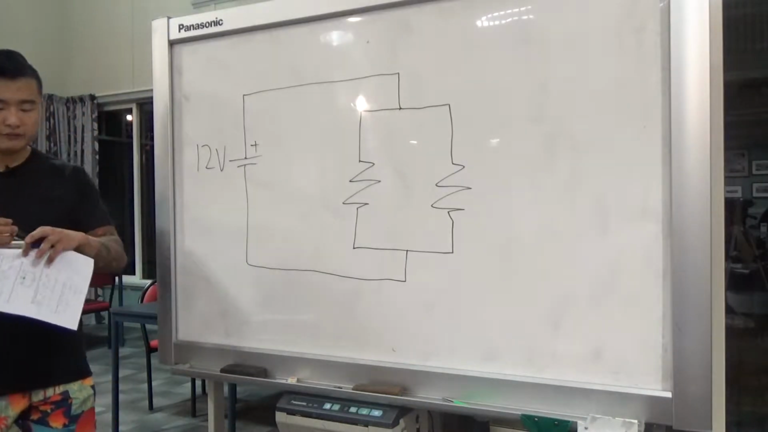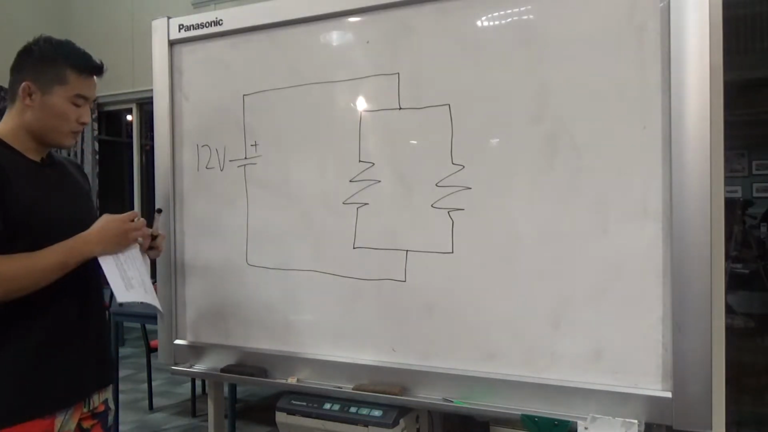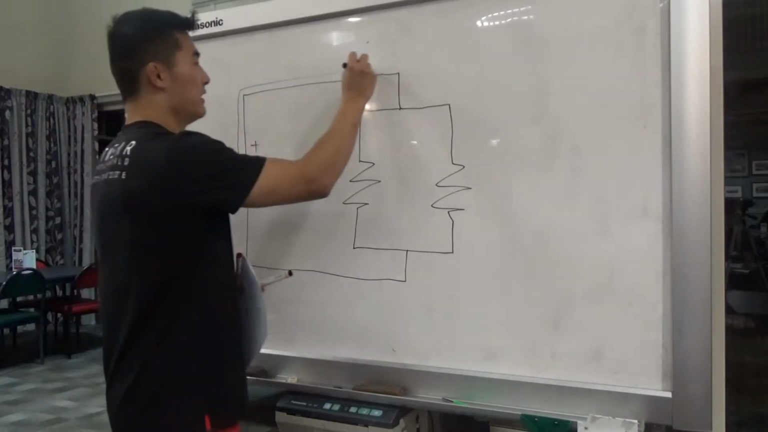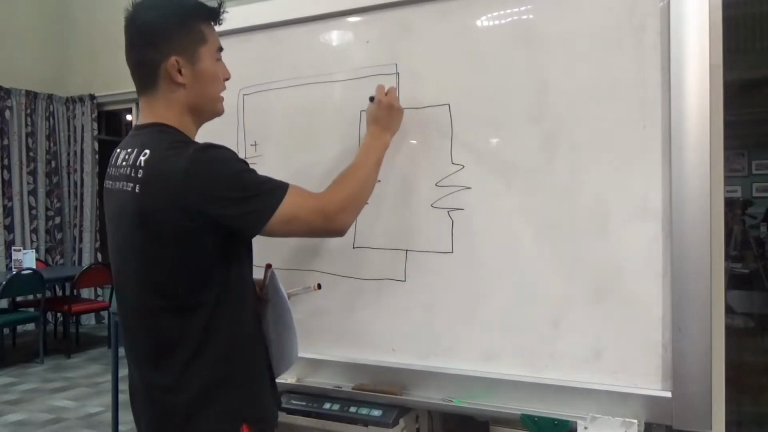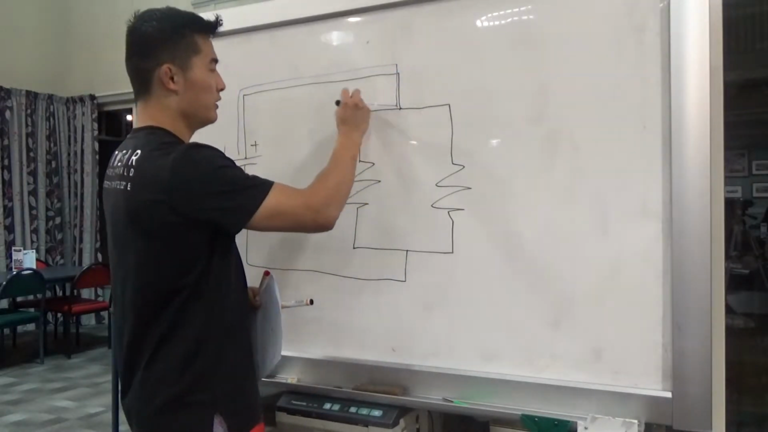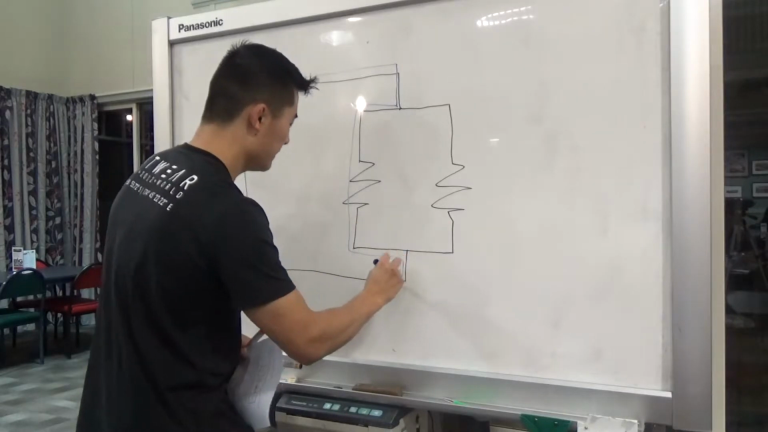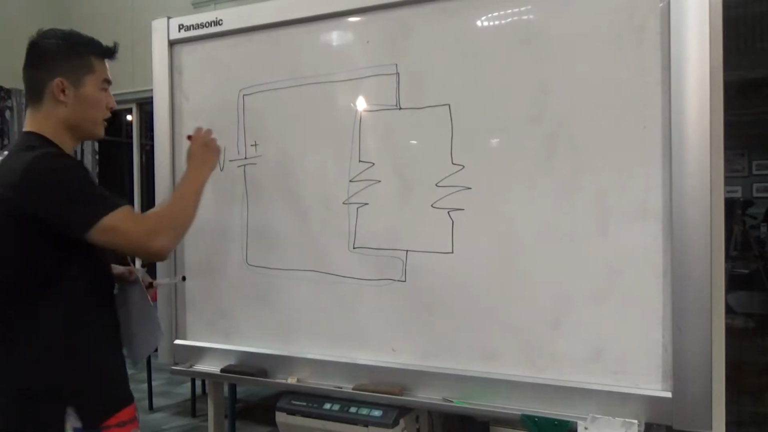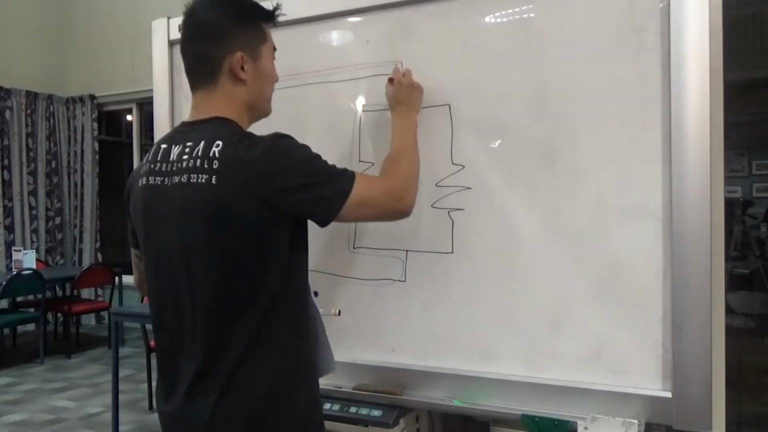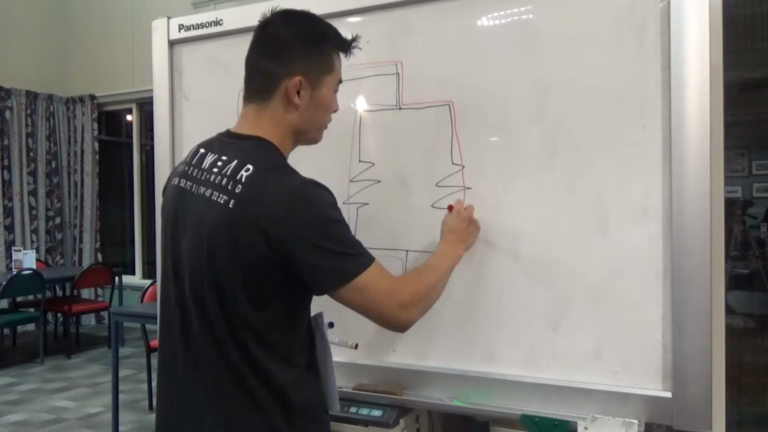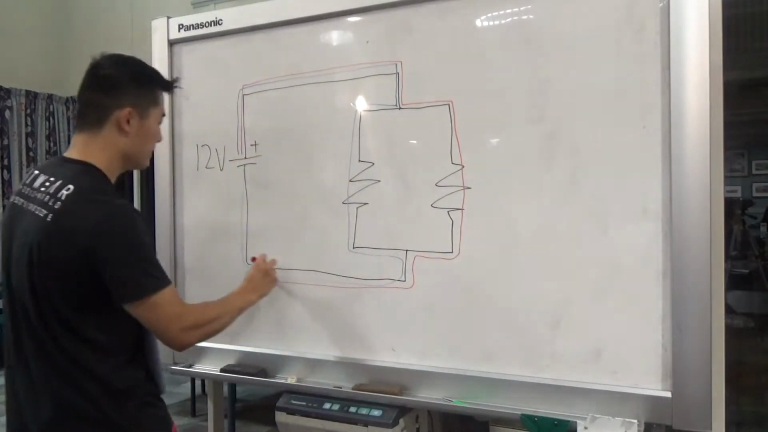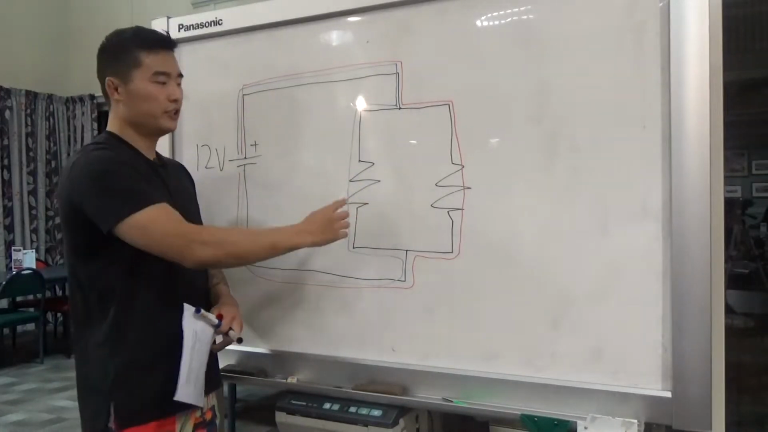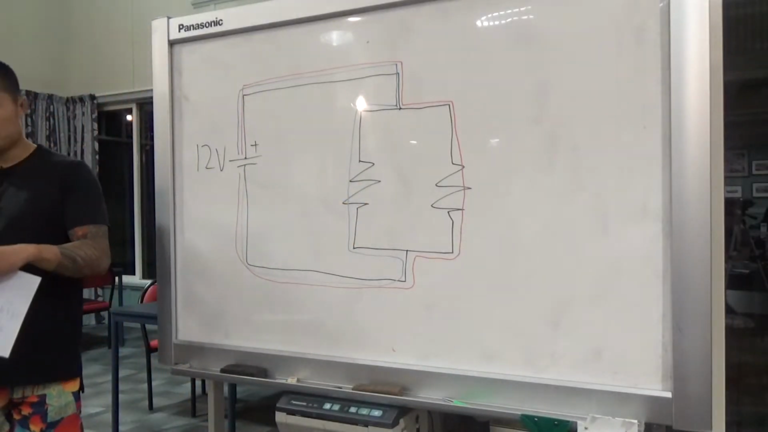So I'll give you an example of what I mean. If I was a charge, I'm going to start off here and I'm going to go across, and then from here I can choose to go either through this side and then come around, or I could choose to go around here and then choose to go through the right resistor and back. So I can go through either one of these two. So these two are in parallel, okay?